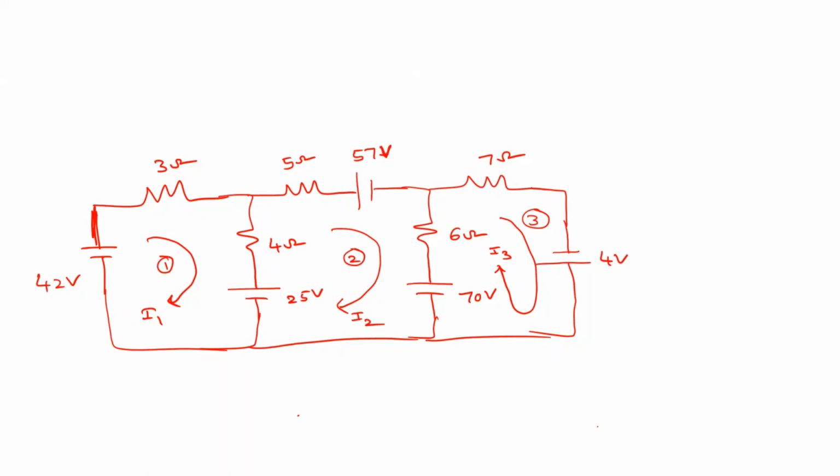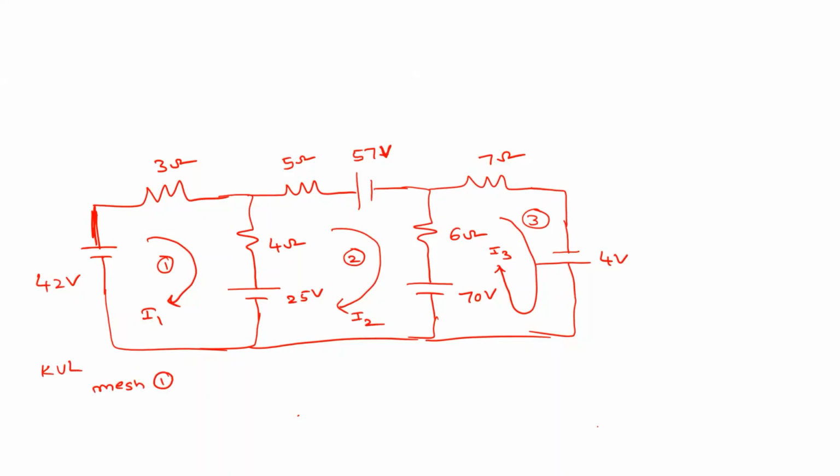So what is the next step? We need to apply KVL for each mesh, right? So we have mesh 1. Apply KVL at mesh 1. So what is the equation?